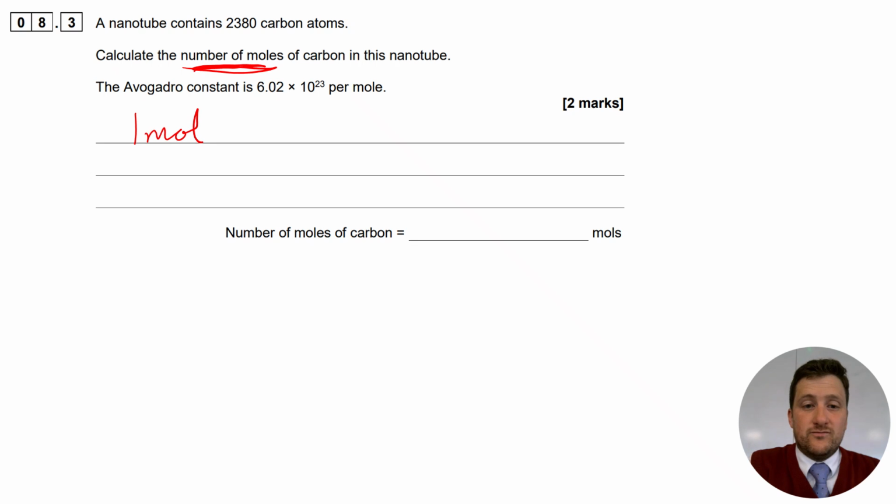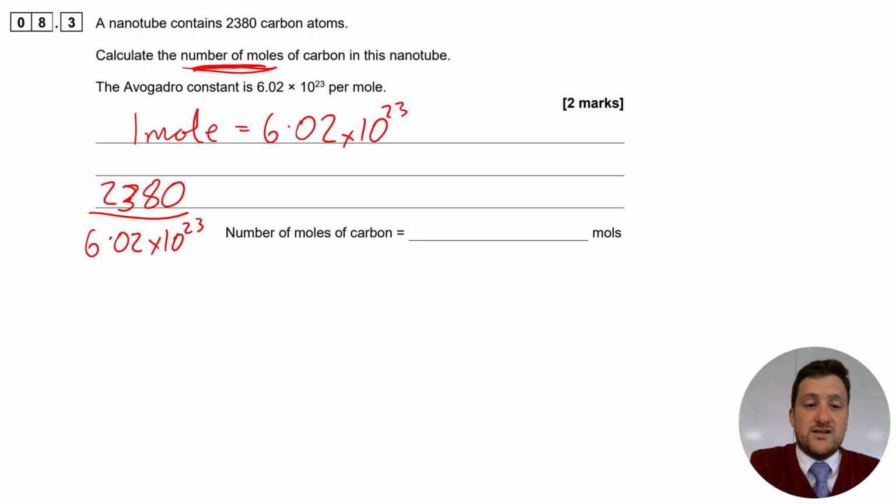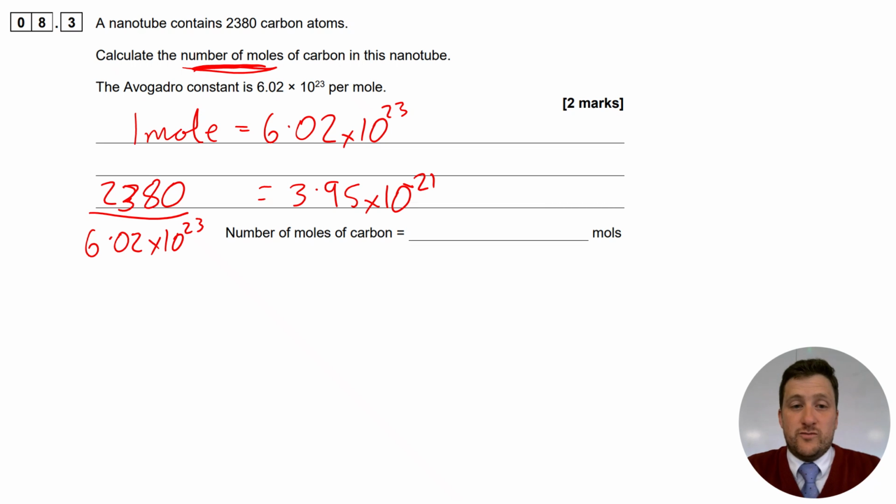1 mole equals this. So we need to work out how many moles it is. We can work out by doing 2,380 divided by Avogadro's number, and that is going to equal 3.95 times 10 to the minus 21 moles. It is a tiny number of moles, if that's how many atoms a nanotube contains.